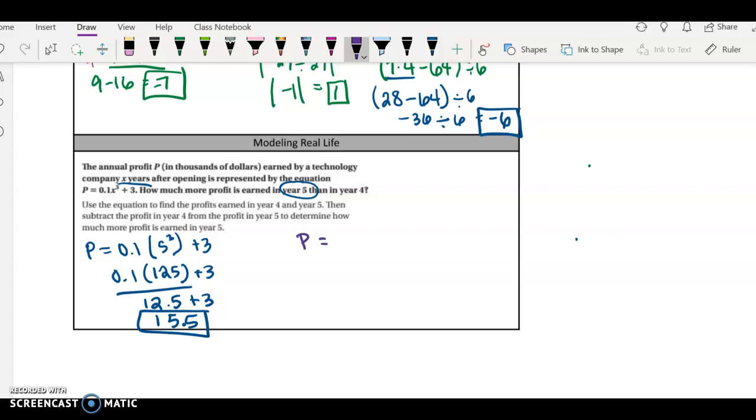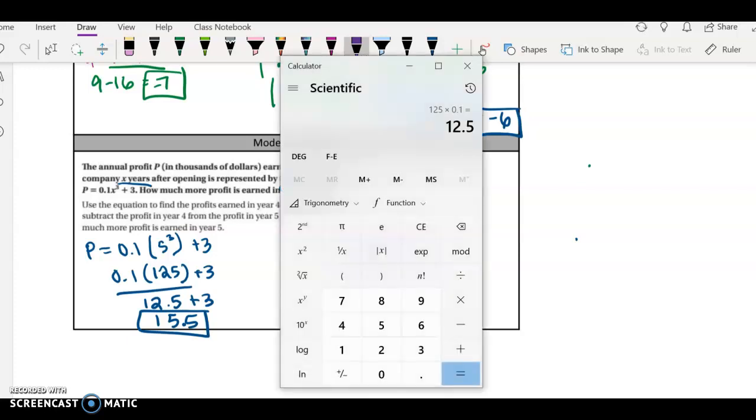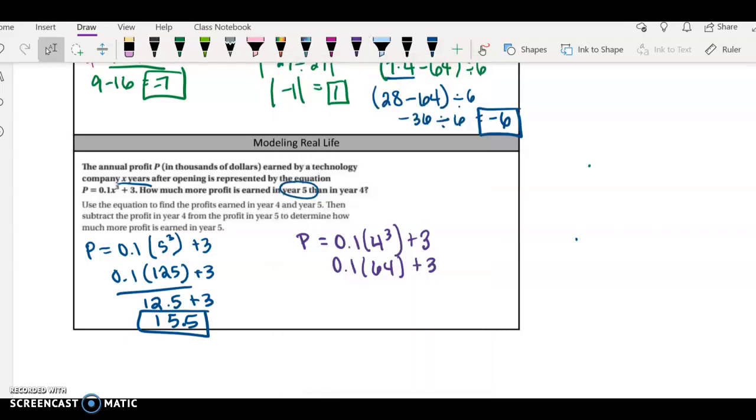So we have P equals 0.1 times 4 to the 3rd power this time, plus 3. So we have 0.1 times 4 to the 3rd power, which is 64. You kind of start to memorize them after a while, plus 3. So just to show you, 4 to the 3rd power times 0.1 gives me 6.4 plus 3. So I get 9.4. But that's not my final answer.